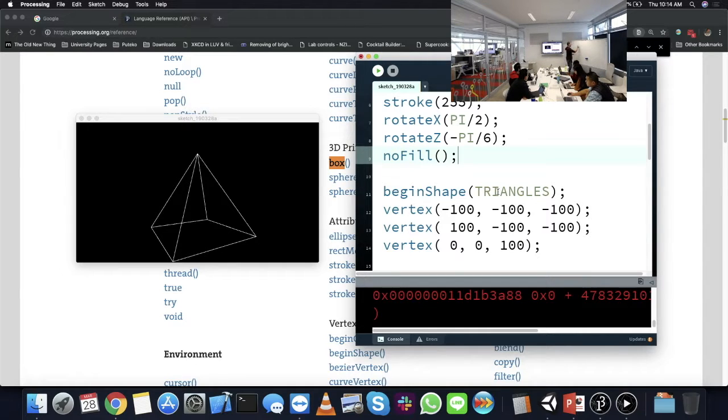Okay, so 0 is at the top, -100 is at the bottom, and then we've got -100 by -100. Okay, so our first point is at negative 100 in the x, by negative 100 in the z, by negative 100 in the y. So it's going to be there. Our second point is at 100 in the x, by negative 100, negative 100, so it's going to be there. And our third one is at 0 in the x, by 0 in the y, by 100 in the z. God, this is going to be a mess.